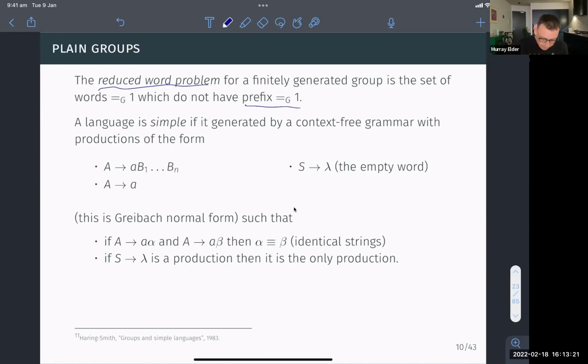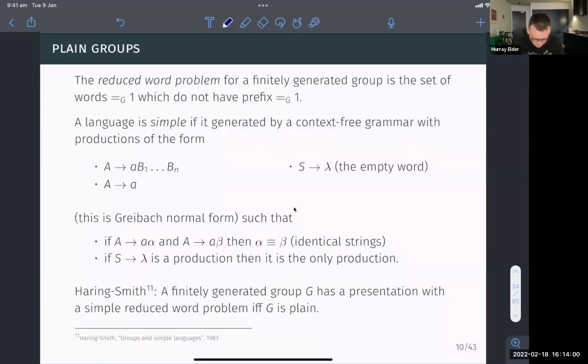A language, so that's one thing. A language is simple if it's generated by a context-free grammar in Greibach normal form with these restrictions: if you've got two productions where you produce a terminal, then the suffix has to be identical. That's quite a restriction. And if you produce the empty word, then that's the only production in the grammar. So that's a simple language. Simple is never simple in mathematics for some reason.